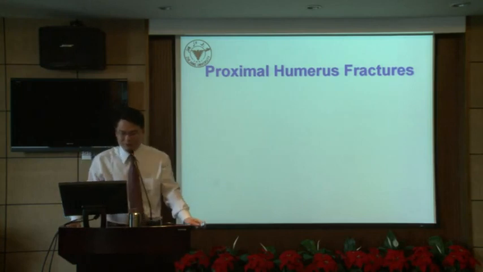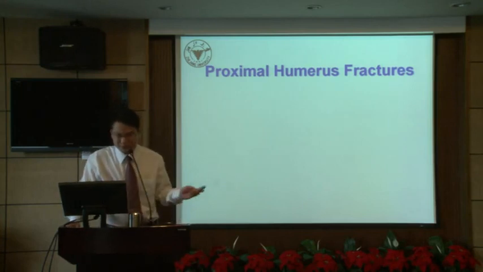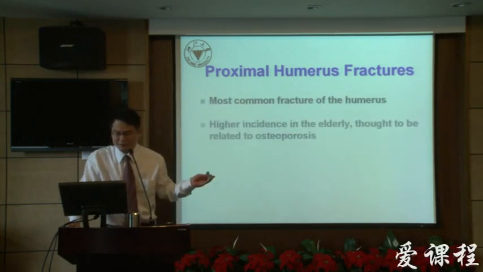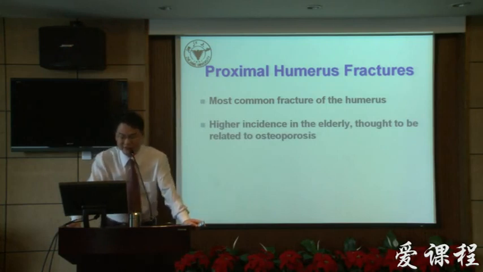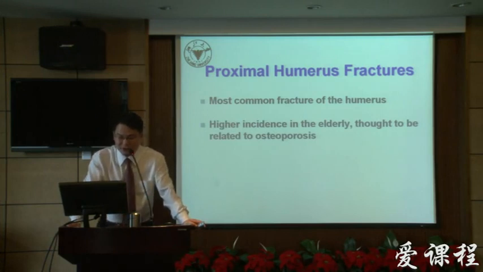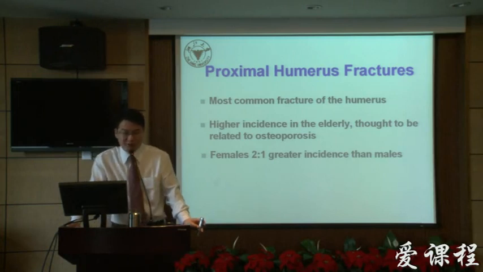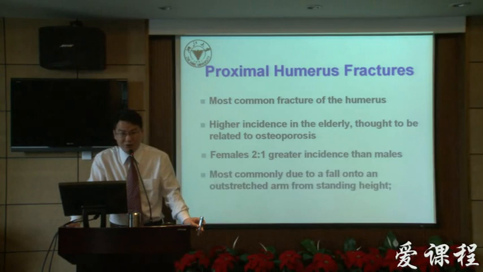Another topic is proximal humerus fracture, and this is the most common fracture of the humerus. It's very common, with a higher incidence in the elderly, probably due to osteoporosis. And usually, older ladies tend to have these proximal humeral fractures. It's more common than in gentlemen, perhaps also due to osteoporosis, which is more common in older ladies.